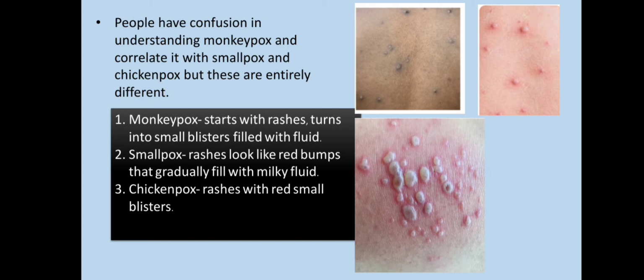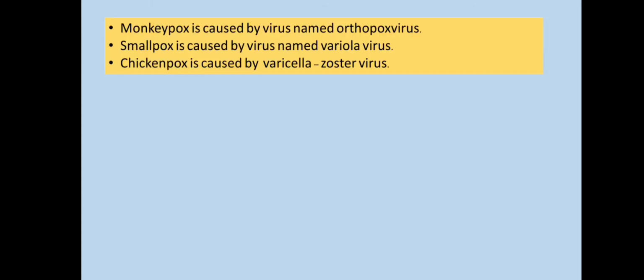So this is the basic difference, and the viruses that cause these diseases are also different. Orthopox virus is the name of the virus that causes monkeypox, variola virus causes smallpox, while varicella zoster causes chickenpox. So these diseases are entirely different from each other, though the names are similar.